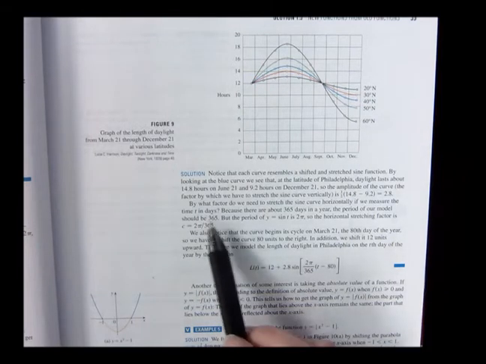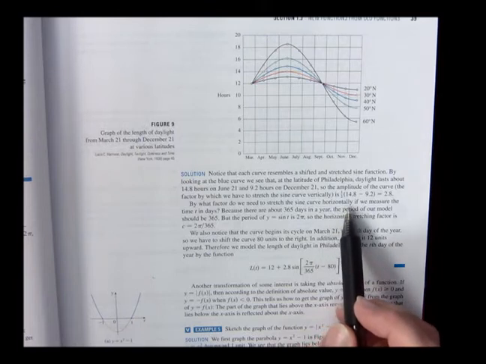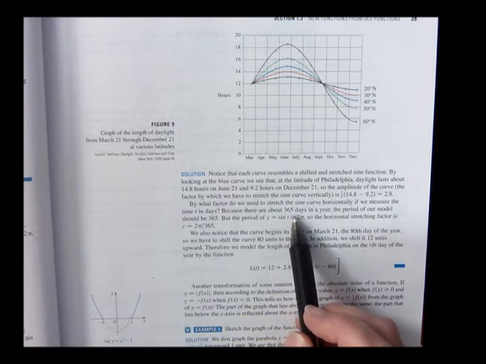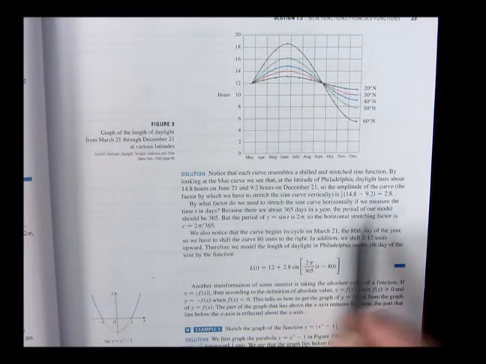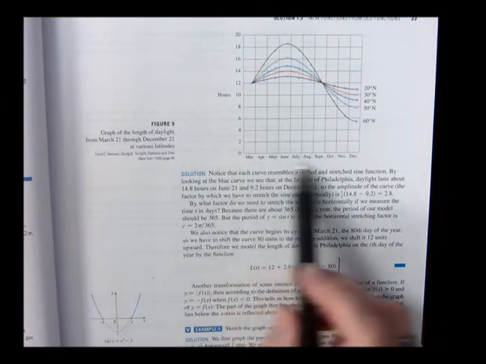Now, what factor do we need to stretch the sine curve horizontally when we measure the time in days? Well, there's about 365 days of the year. So the period of our model would be 365 days. So that's why we have through here.